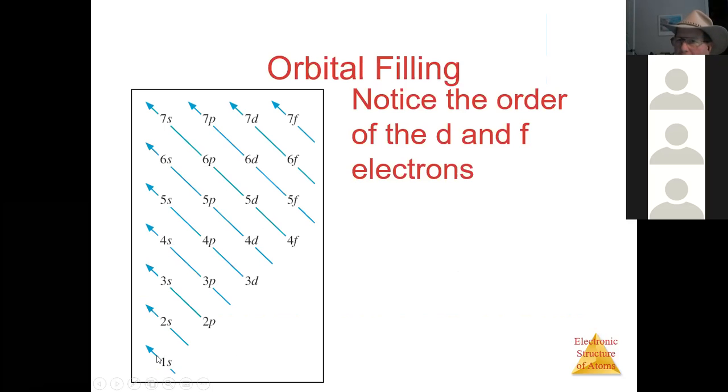We fill 1s first. Then we go from the head back to the tail. 2s gets filled. Head back to the tail, 2p, 3s. Head back to the tail, 3p, 4s. To the tail, 3d, 4p, 5s. This is just a great way for you; you don't even have to memorize which ones you fill first or which ones get filled next. Great chart to help you do that.